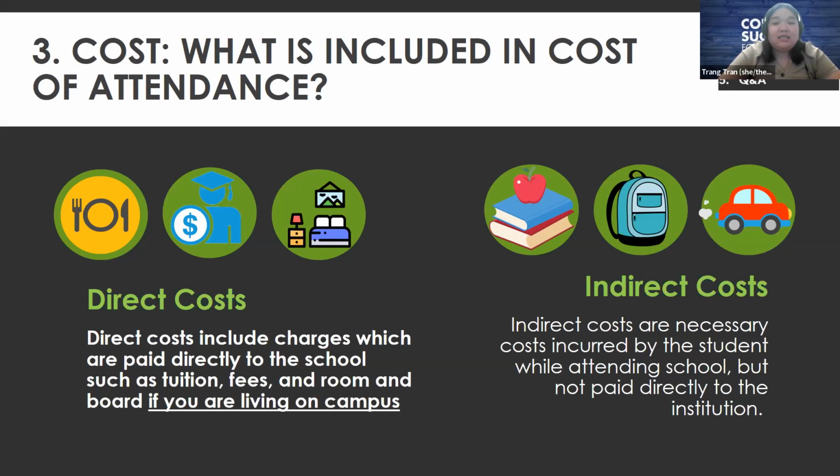Indirect costs are necessary costs incurred by the student while attending school, but are not paid directly to the institution. So that's like books, if they are purchasing them from outside sources, right? Any school supplies, transportation, laundry detergent, for example. And it's important to look for both direct and indirect costs when researching schools and looking at cost of attendance, and especially when students are looking at award letters, because sometimes award letters only include direct costs. But it's important to consider both because indirect costs are also necessary.